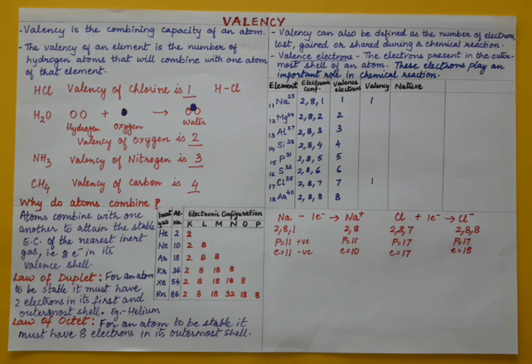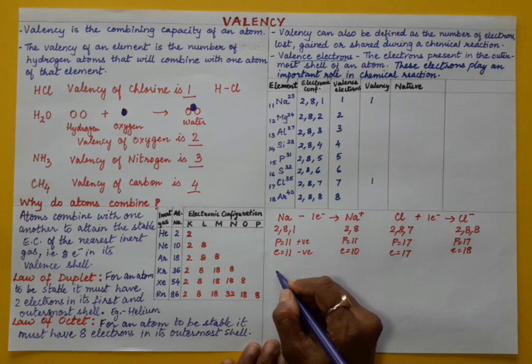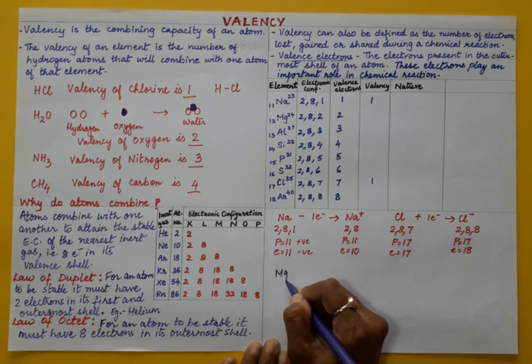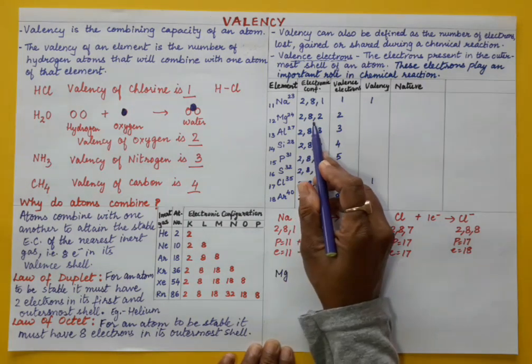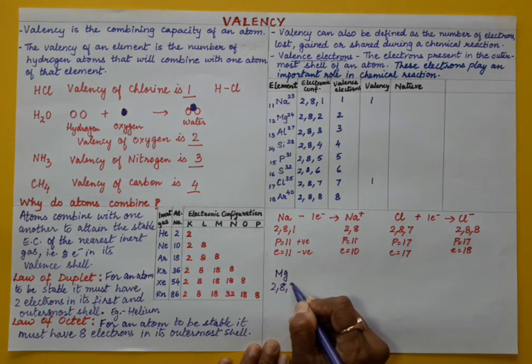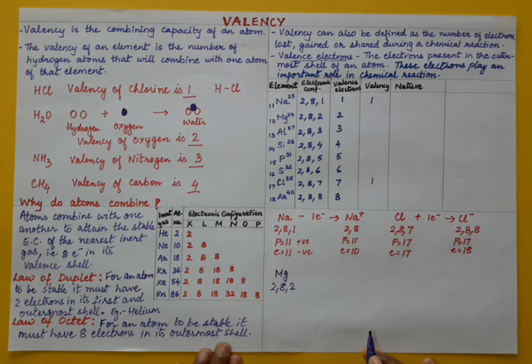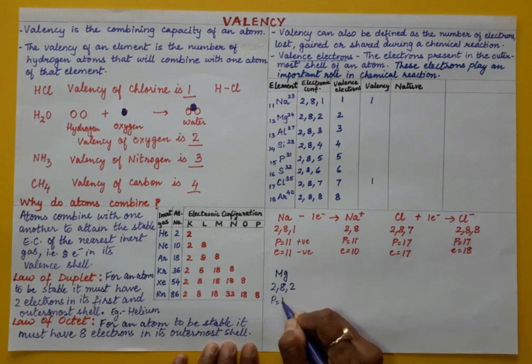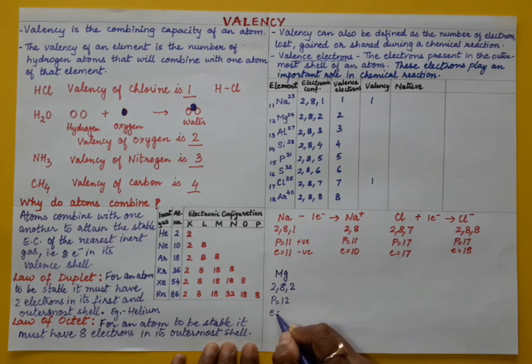Let us take one more example to understand this better. Now let us take another example, magnesium. What is the magnesium electronic configuration? 2, 8, 2. The atomic number is 12, so the electronic configuration is 2, 8, 2. The distribution of electrons is like this. Now this has 12 protons and 12 electrons.